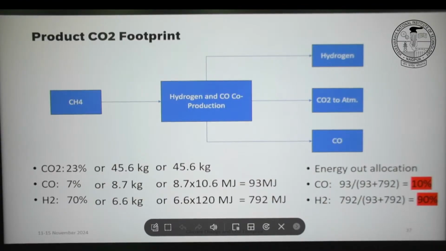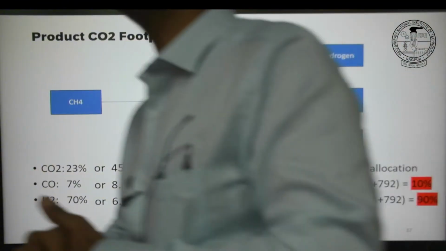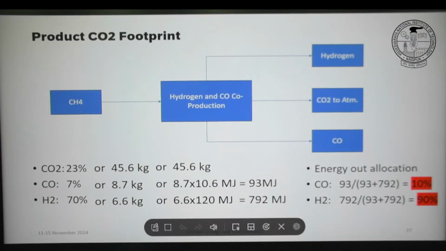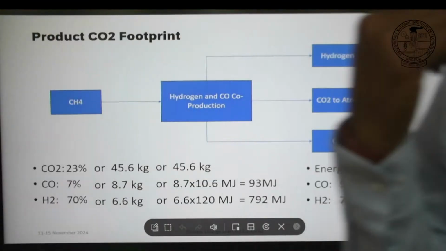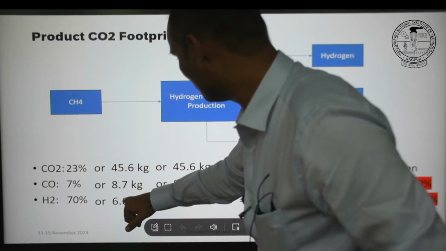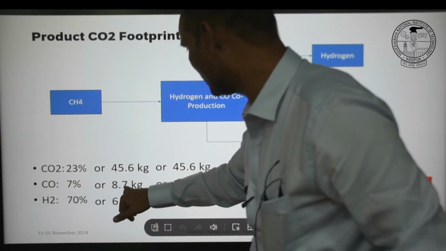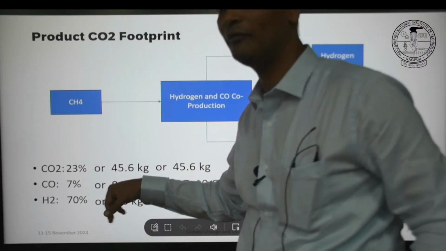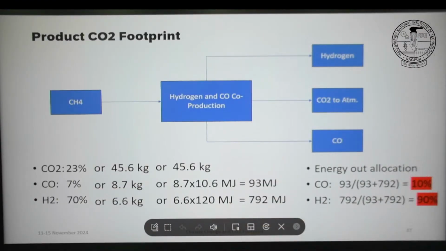One way: normally, I remember the specific heat of each component. If you have a mixture, how will you calculate the specific heat of this mixture? We simply do it with the mass composition. But can we do that here? We have 6.6 plus 8.7, which is 15.3 kg, so 6.6 divided by 15.3 is 42%. So I say 42% of my CO2 is for hydrogen and the remaining is for CO.